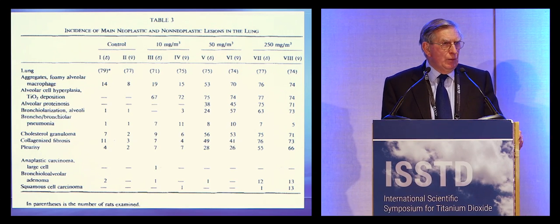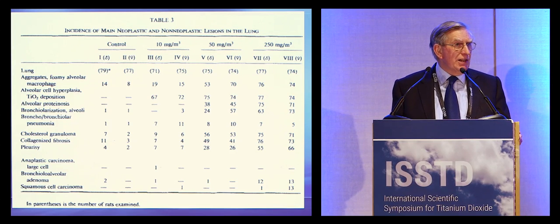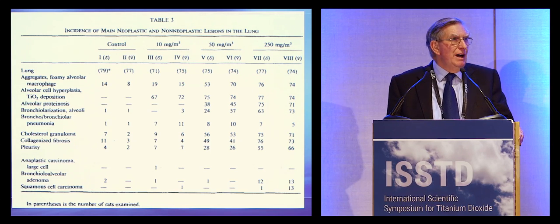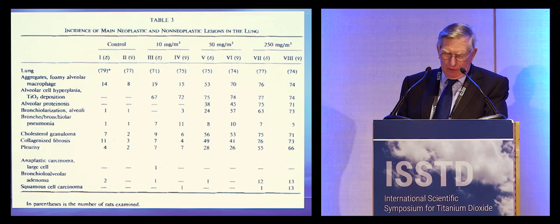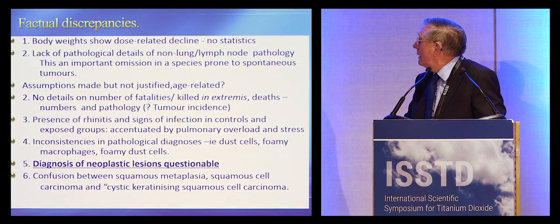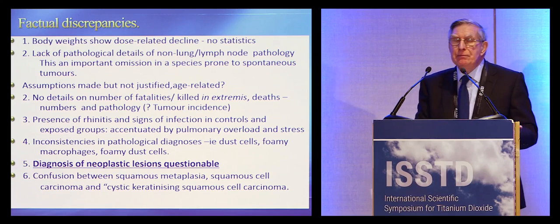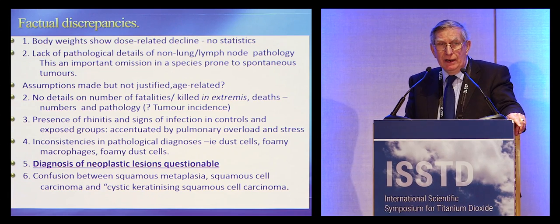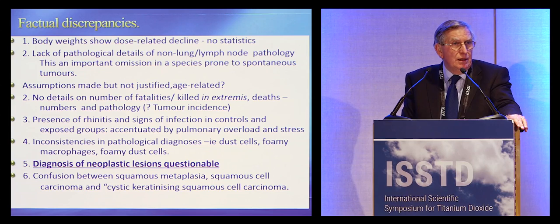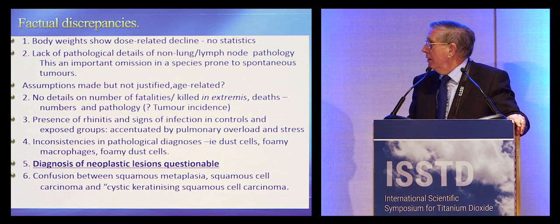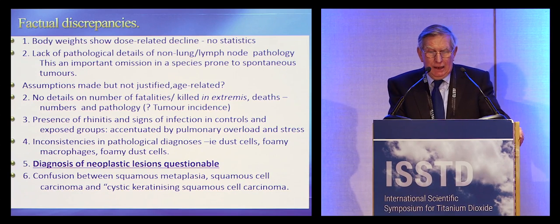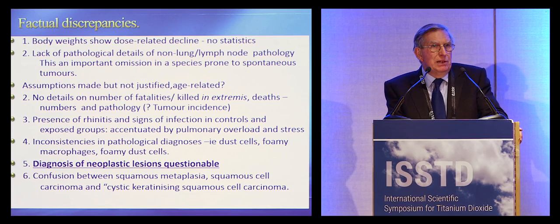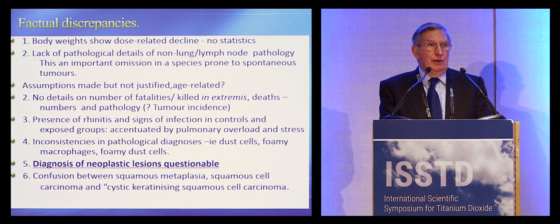I also take issue with this paper in so much as we don't know anything about the pathology of animals that died, how many animals died, why they died, and what the pathology was. As I've said already, we have very limited detail on the body weights and the statistics of body weights. And when you have a 10% fall in body weight, that deserves statistical assessment. There is a complete lack of details of the pathology of these animals other than the lung and the lymph node.